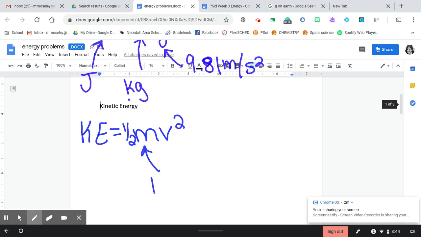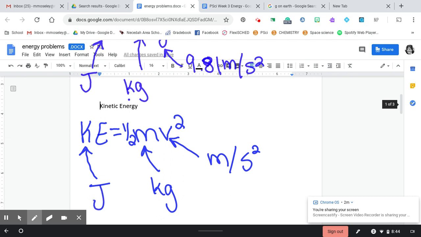So mass is still going to be in the kilograms. Velocity is measured in meters per second, which will give us kilograms times meters per second squared. And that will be equal to joules of energy. So knowing these formulas, we're going to do a couple practice problems together.